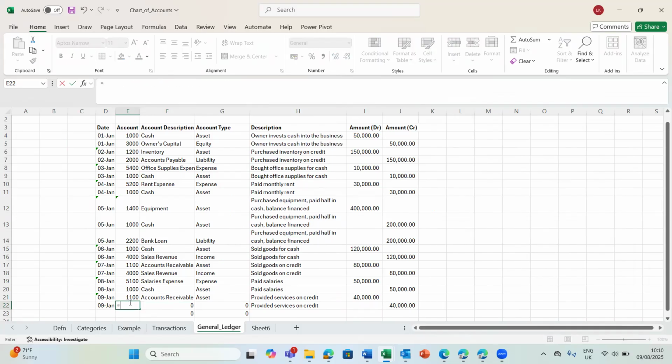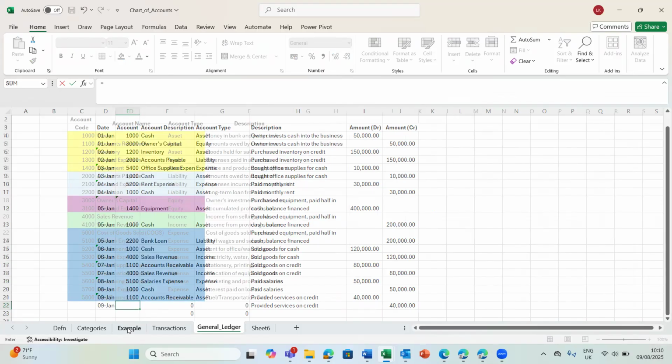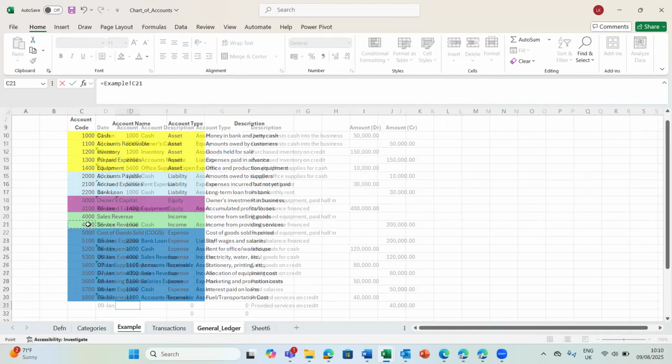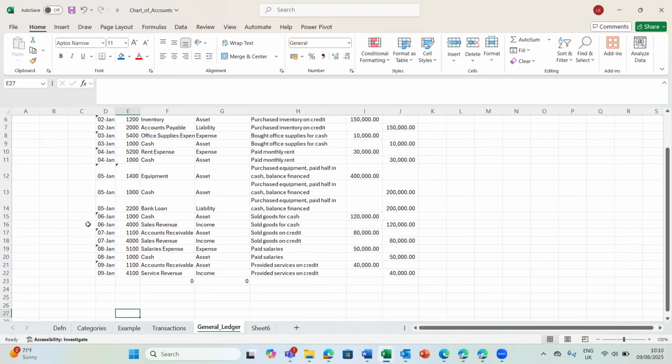We credit obviously sales. But what kind of sales? Let's go to the chart of accounts. Okay, so there is service revenue. There are two types of revenue here. We have sales revenue and service revenue. So you credit service revenue because we are told that the kind of revenue we're talking about is through a service.